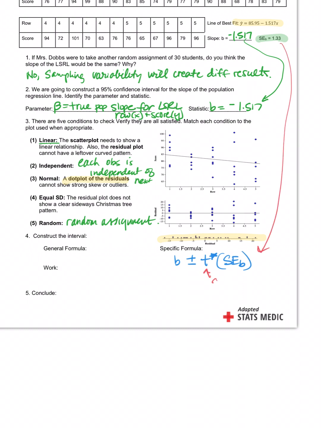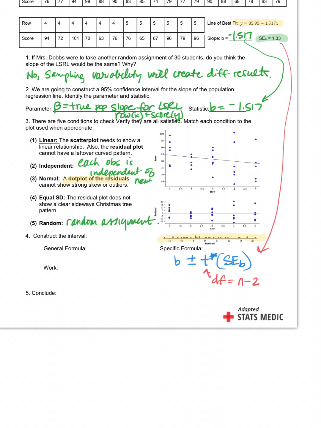Now, do you remember with T star we have to do degrees of freedom? What did we do for degrees of freedom before? Categories -1 or n -1, right? So when we're dealing with regression equations, we have to estimate slope and y-intercept, right? There's 2 things that we're estimating, so we have to subtract 2 instead of 1. But this is the only case you do it for slope, okay? So when you do degrees of freedom for slope, you have to do n -2. All right, so let's construct this interval.